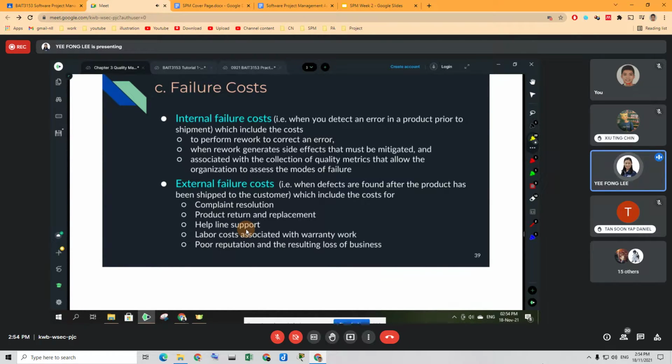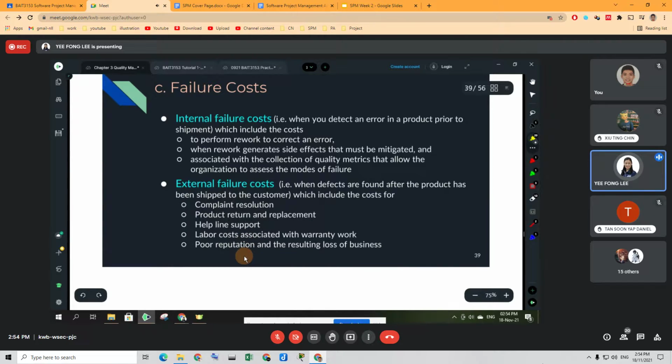and a cost associated with handling the complaint. Handling customer complaints, all the costs here, including the workforce you need to hire to work 24 hours a day. All this incurs costs under external failure costs.